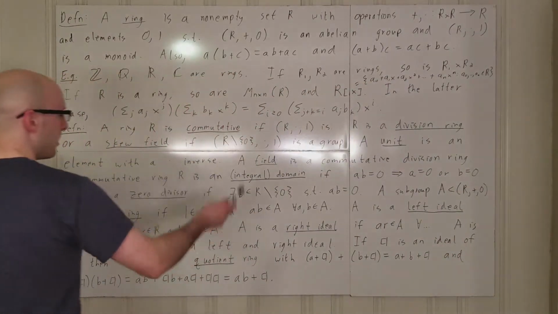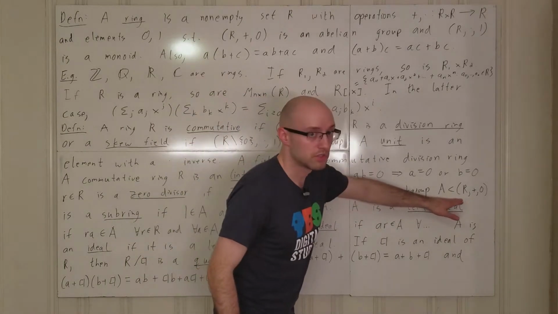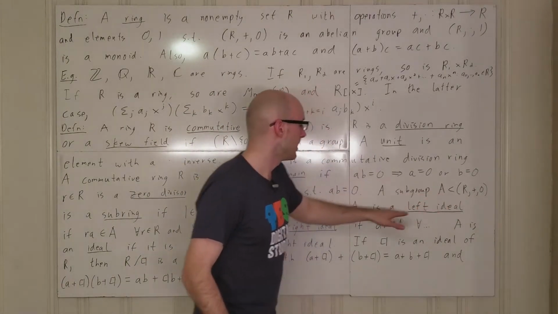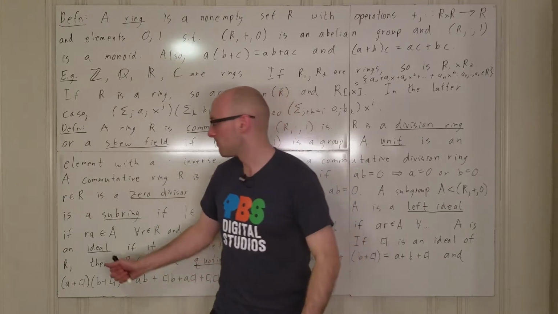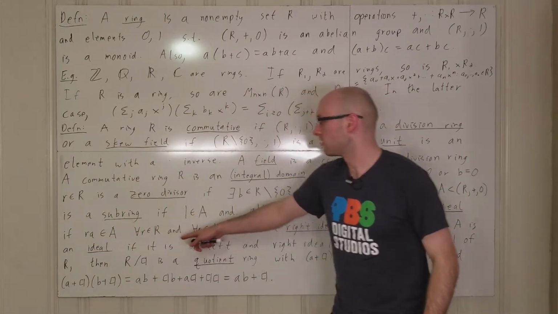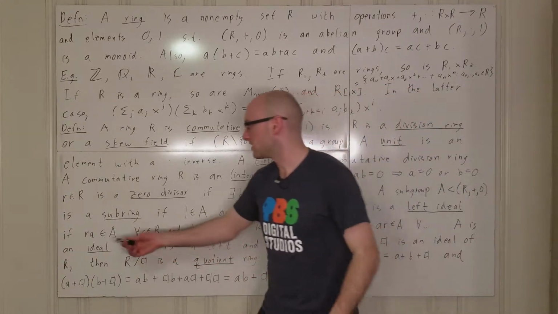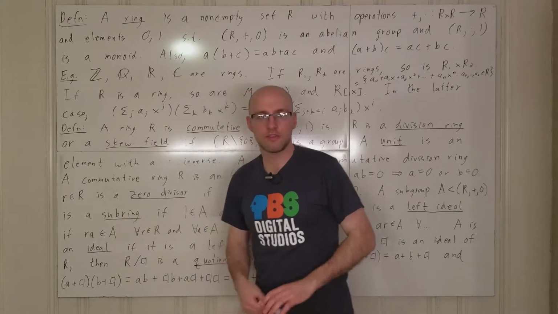But anyway, for ideals, we're still considering an additive subgroup. An additive subgroup A is a left ideal if ra is in A for every r in R and a in A. We call it left because we're multiplying on the left.